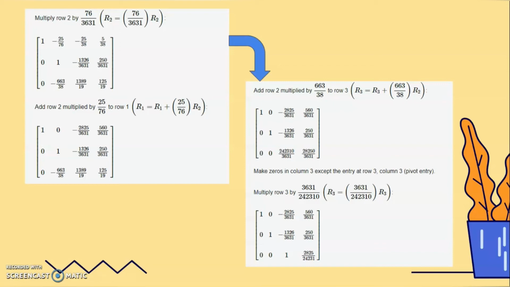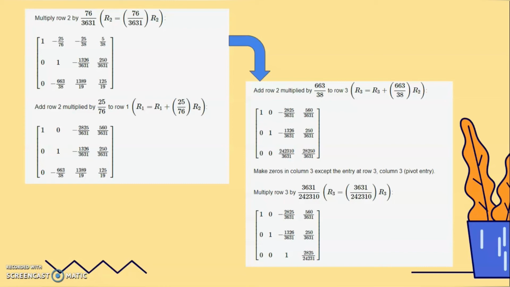Okay, as for the fifth step, we need to add row 2 multiplied by 25 over 76 to row 1, which means R1 equals R1 plus 25 over 76 multiplied by R2. So that we get a 0 at row 1, column 1. The same goes for R1 column 2, R1 column 3, and R1 column 4.